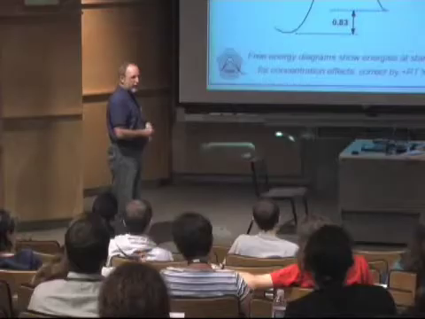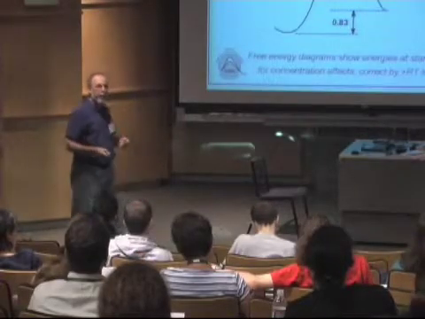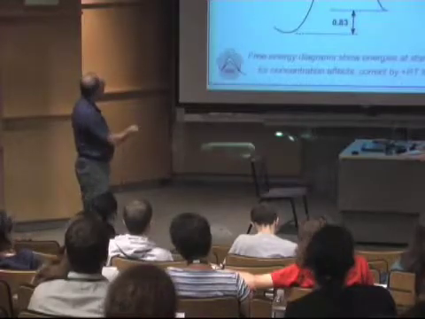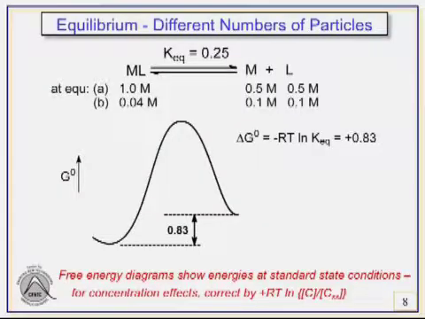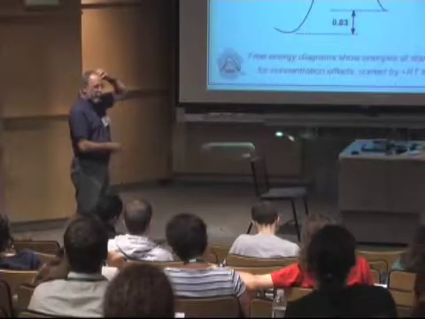Fine. But now let's look at a different position of equilibrium. Suppose we're working with a more dilute solution. This is only 0.04. Then at equilibrium, these will be 0.1 each. Wait a minute, now there's more product than reactant, yet delta G is positive. See how that's where the confusion comes in.